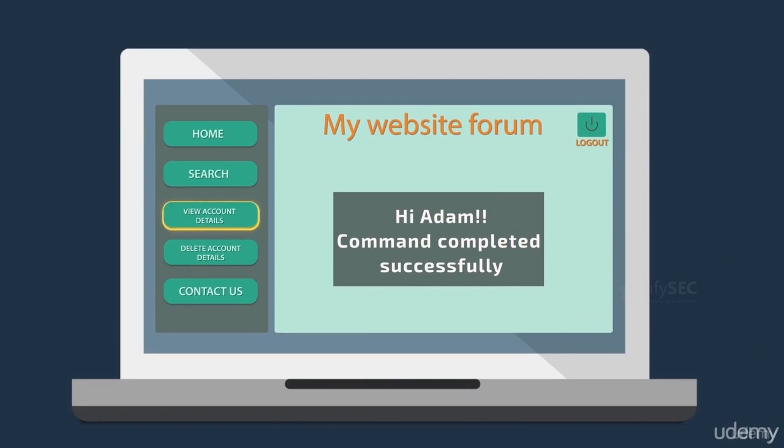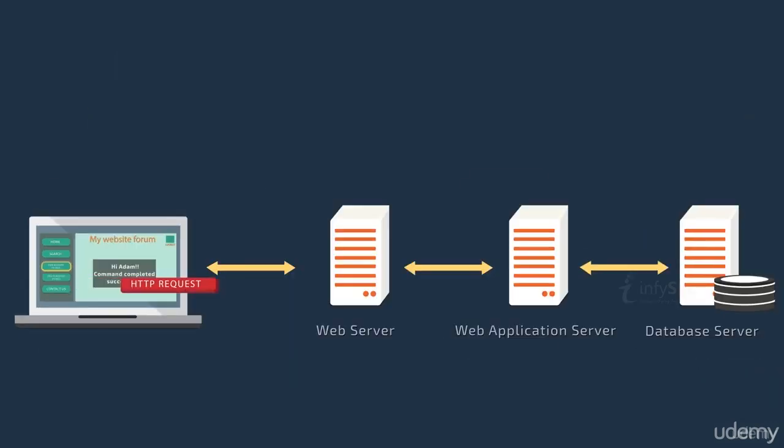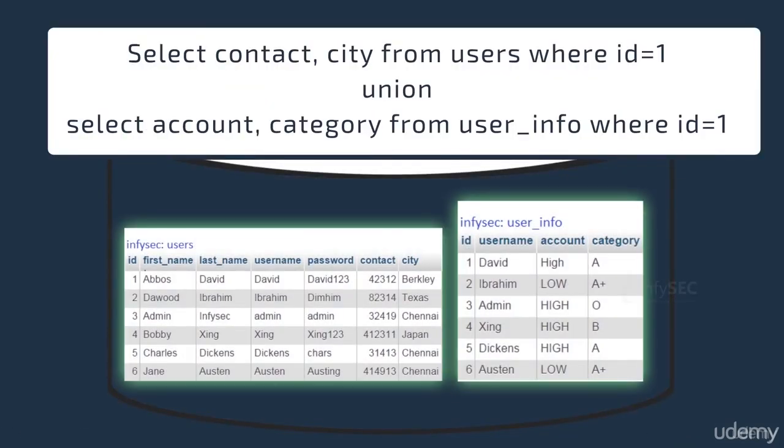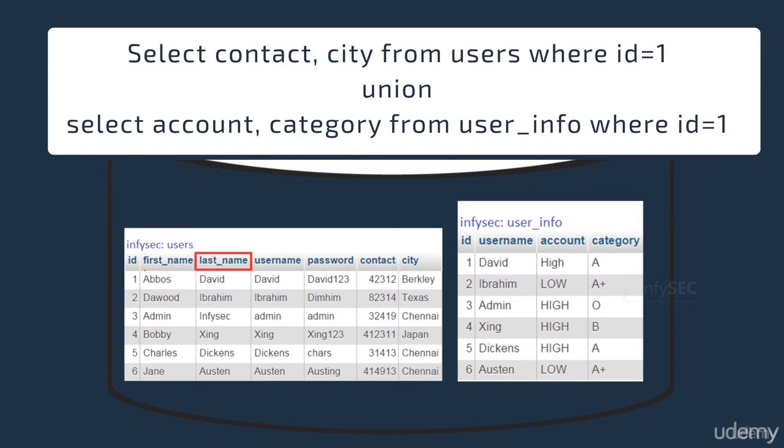The View Account Details button allows the user to view all their account details. When a user clicks on this button, a query of this form is generated. The entire account details of a user can include details such as first name, last name, contact details, account, category, etc., which are maintained on different tables. Here, the details such as contact and city are located under table users, and details such as account and account category are located under the table user_info.